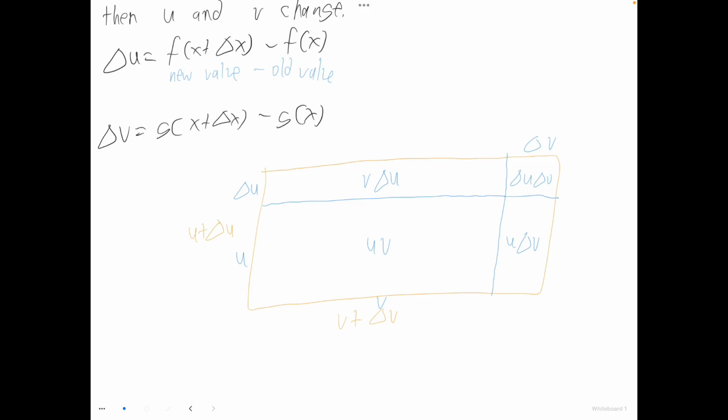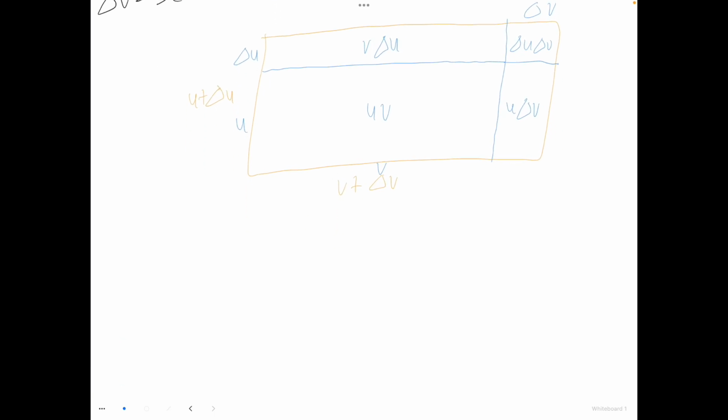The whole change in the area is just the pieces that we changed by. So our change in the area of u times v is just going to be this piece and this piece, because that's how our area changed. And so it's going to be v delta u plus u delta v plus delta u delta v.